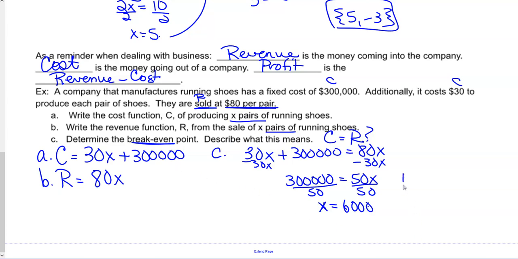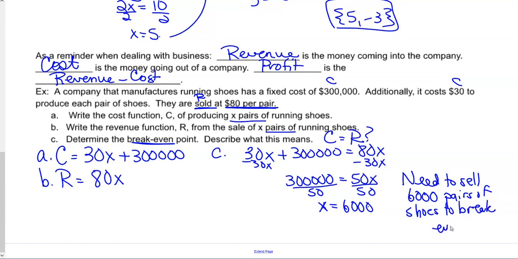We need to sell 6,000 pairs of shoes to break even. And that's the meaning of that, okay? You wouldn't lose any money, you wouldn't gain any money. That would just be the equal cost for both, okay?